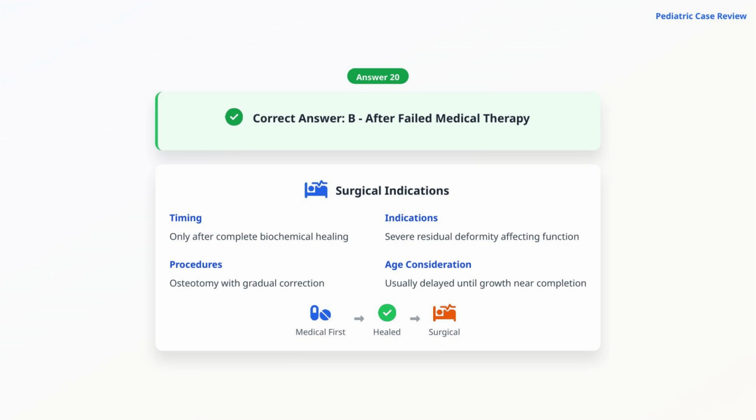Orthopedic surgery is only considered after complete biochemical healing has occurred with vitamin D treatment. Indications include severe residual deformity affecting ambulation or function. Surgical procedures such as corrective osteotomy are typically delayed until near skeletal maturity to prevent recurrence during active growth.